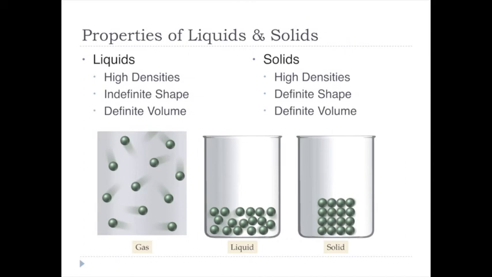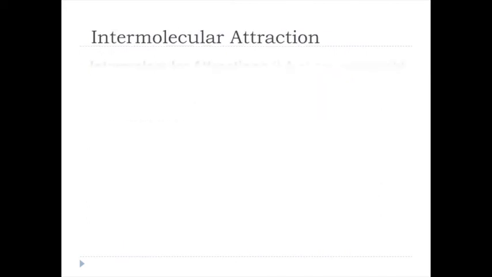So just a review here. Solids and liquids have high densities. Liquids have a definite volume, but they do not have definite shape because they take on the shape of their container. Solids have definite shape and definite volume. So we learned that a while back, but just to remember. And we're going to be talking about the interaction between the molecules and what holds them together.